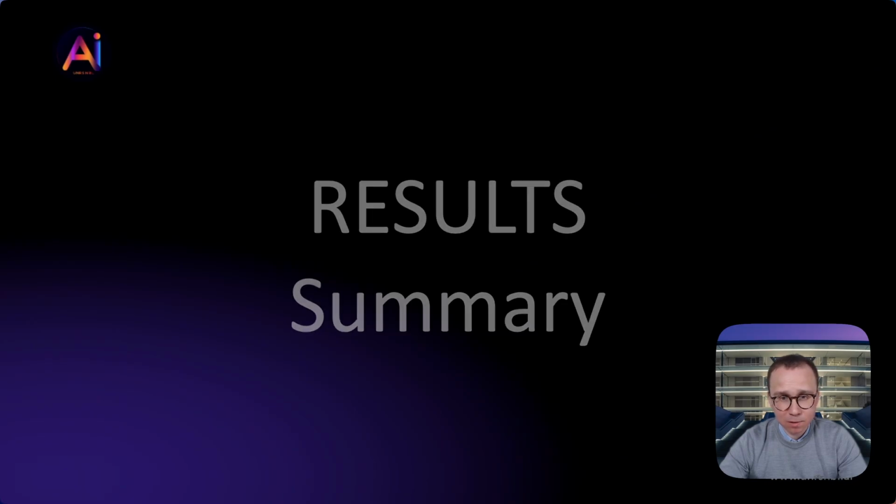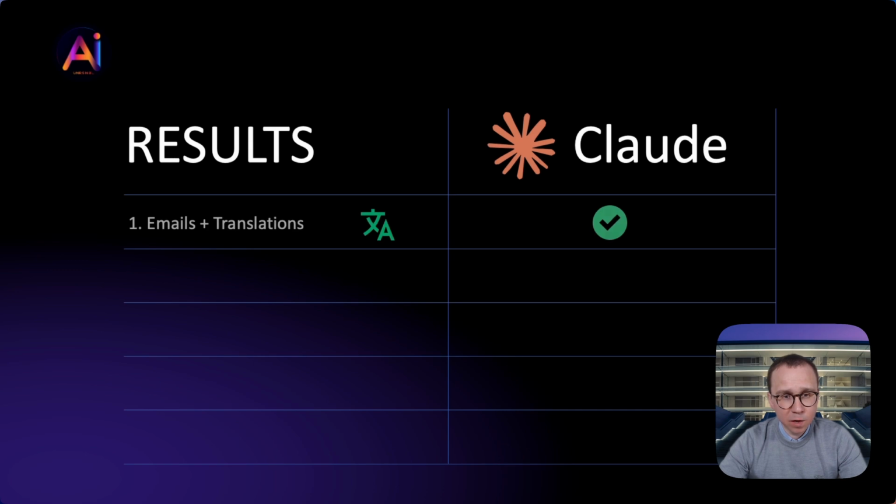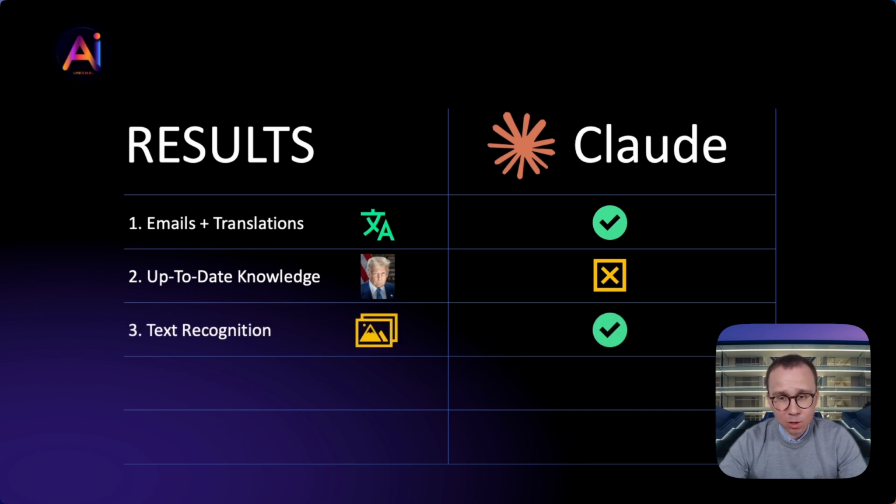And the summary of the results. We have seen that Claude can work really well with emails and perform translations. Up-to-date knowledge is not really available. You have seen that it was not able to fetch the data about the changes in tariffs which Trump introduced in the beginning of 2025, in April in particular. Text recognition is available. Logo creation, not really available. That's why I have such a smiley face here. It can generate only SVG images.